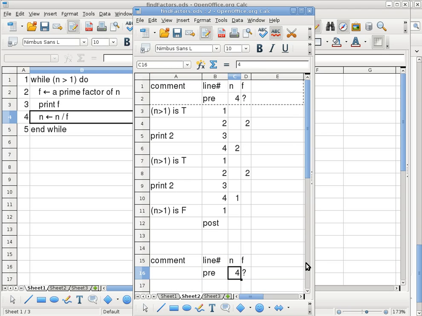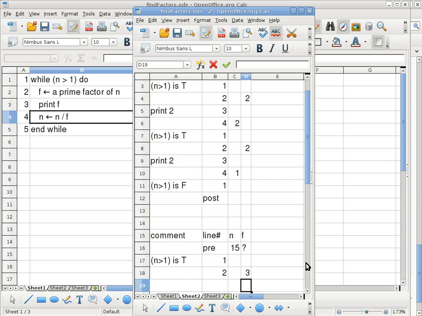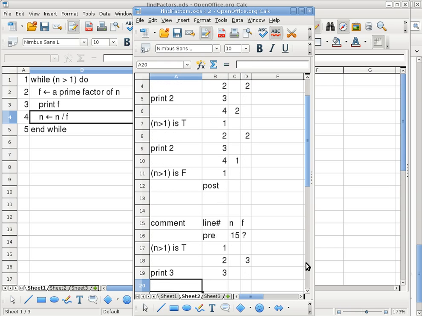In the second trace, we'll pick a number that has two different prime factors, like 15. 6, 15, all of those are fine, but I'm just picking 15 here. On line 1, same thing, n is greater than 1 is true, because 15 is more than 1. On line 2, this time, you can take your pick. You can say 5, or let's pick 3 as a prime factor of 15. On line 3, it's going to print the value of 3 to the screen, or whatever mechanism you have attached to the program. On line 4, what are we doing?